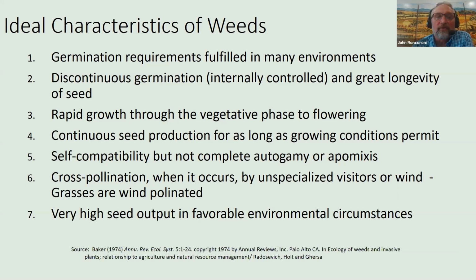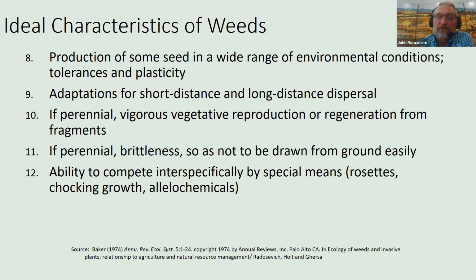So it's not wasting time a lot of times with a lot of vegetative growth. It just wants to flower and seed. Being able to self-cross when needed, but also be able to intermix to get that hybrid vigor. Very high seed output in favorable environmental conditions. Adaptations for short distance and long distance dispersal. Star thistle is a great example.